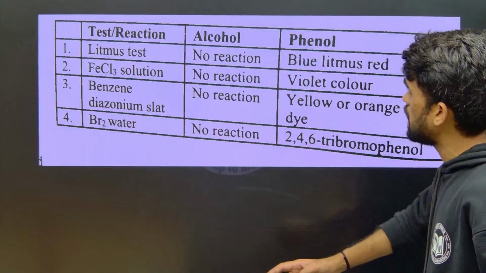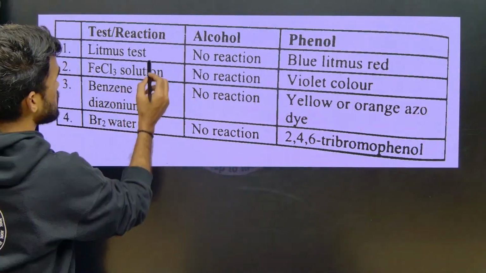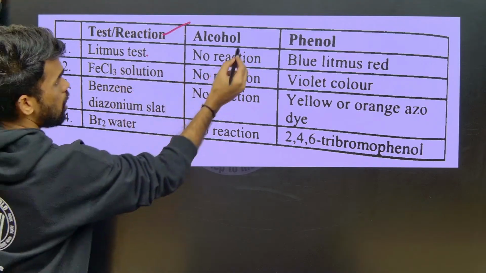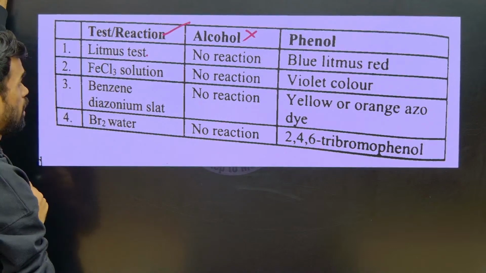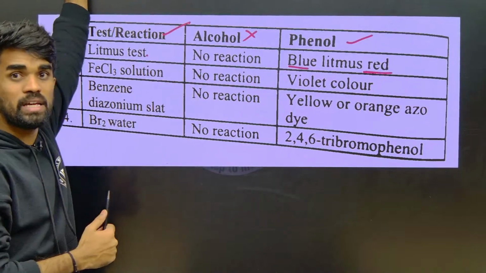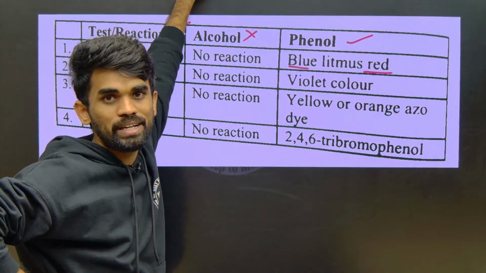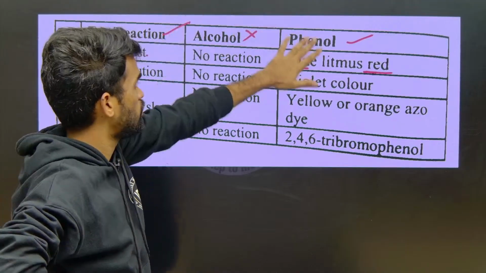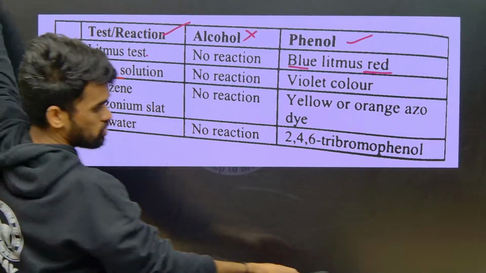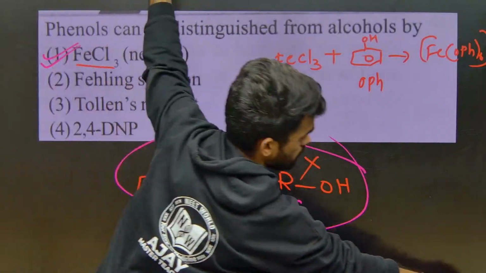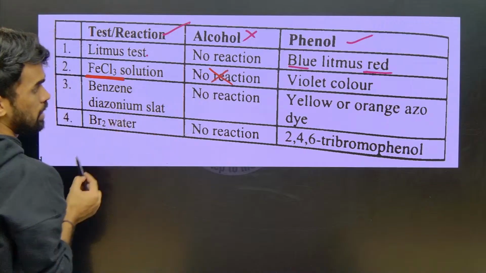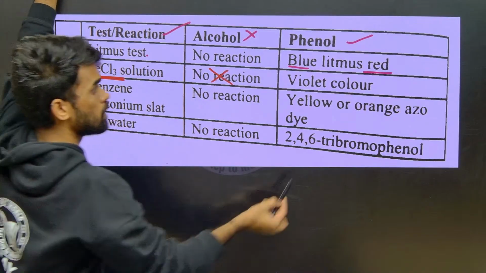For more detailed information, just look here. First, the litmus test for distinguishing phenols and alcohols. See, alcohols won't respond to the litmus test, but phenol turns blue litmus to red. So phenols show acidic nature. From this you can explain. Now neutral FeCl3, as we saw in the previous question. Alcohols do not show any reaction towards neutral FeCl3, but phenol forms a violet color complex.